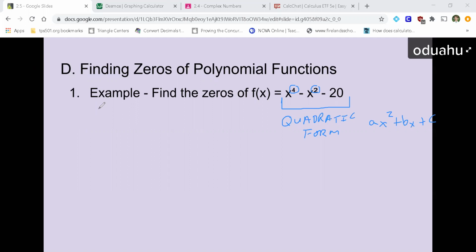And since that's the only change, we can use all of our techniques for solving a quadratic. So I could factor this by saying what two numbers multiply to be negative 20 and add to be negative 1. That would be what? Negative 5 and 4? So I could factor this into x squared minus 5 and x squared plus 4.